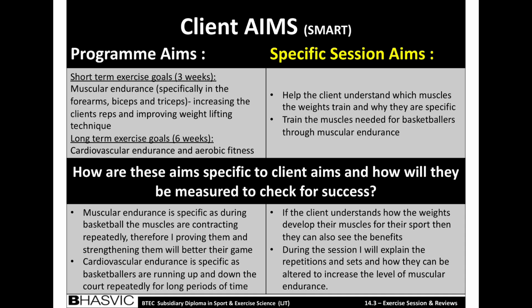I can then explain what sort of sets and reps deliver the best exercise for muscular endurance. Low sets but high reps work best, meaning the muscles are worked out for longer.